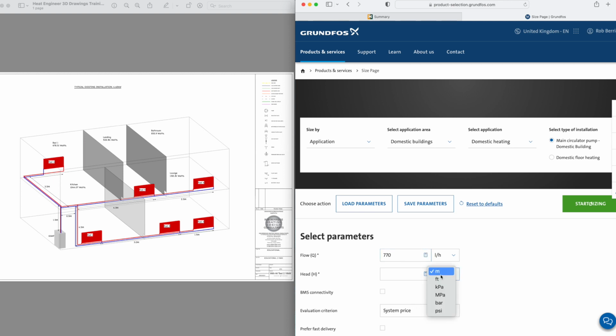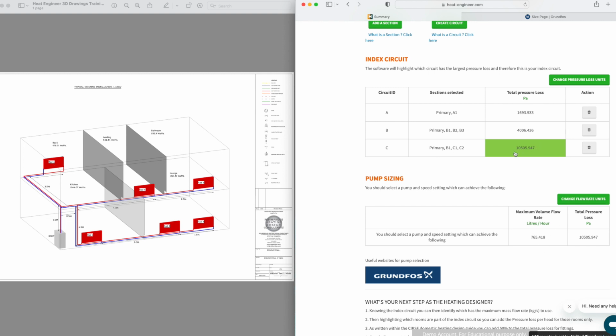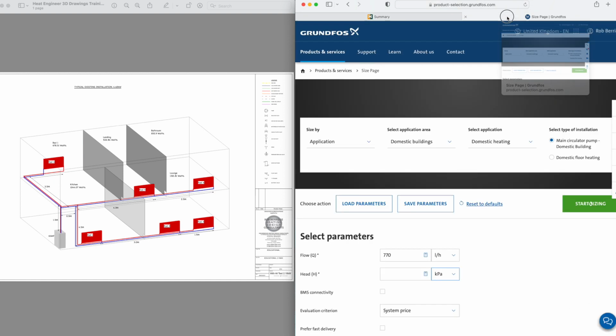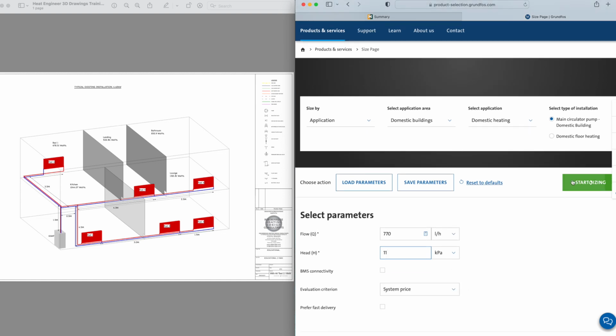And then I like to work in kPa with this, and as we look back down here, this is 10,000 pascals. If we change that to our kPa rating, we've got 10.5. So let's give it a little bit of leeway, and let's just put in there 11 kPa. So we're just about the right size now for what we've got on that particular unit.